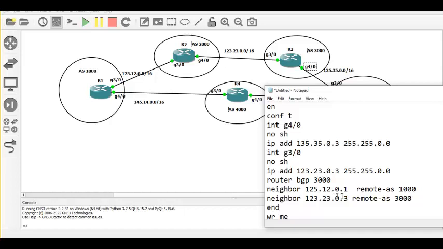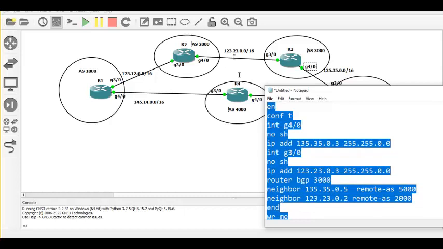The neighbor will be 2 here. Remote AS will be 2 here. And here the neighbor will be 5, who is in autonomous system 5000. Now that's all. This goes on router 3.